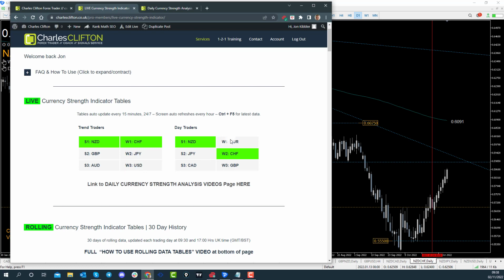Now you can see here there are a couple of currencies that feature twice, but they're not highlighted in green. That's because they're on the opposite side of the table. So you can see here, for instance, that the yen is W2 on the trend traders, but S2 on the day traders. So that's showing us that it's stronger on a lower time frame. That's then followed by the Canadian dollar, which is S3.